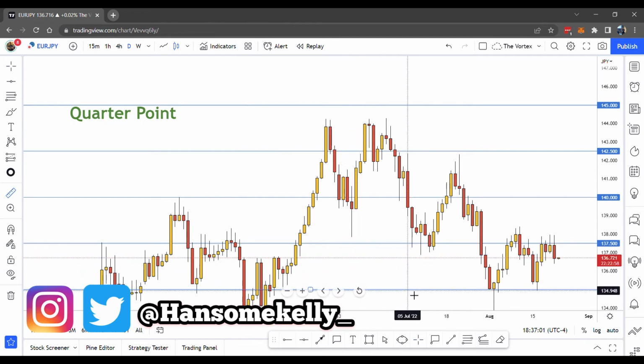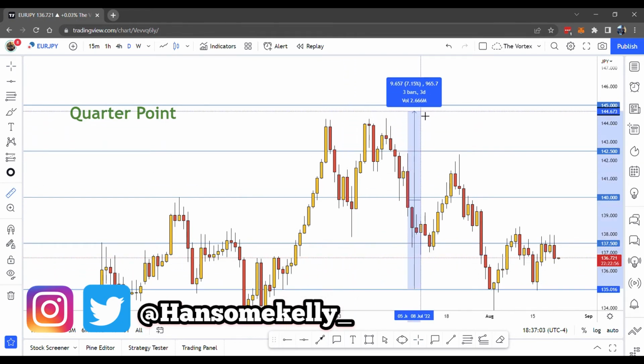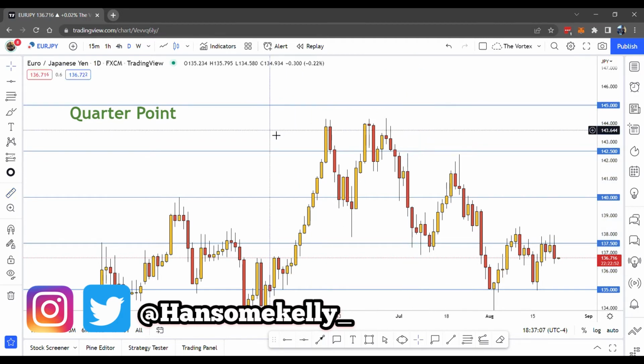And if we start here and we go all the way up here, that is 1,000 pips. So this is correct. Now, this, guys, is the simplest way you can go about drawing up quarter points. I'm going to show you guys how to trade this in a second.